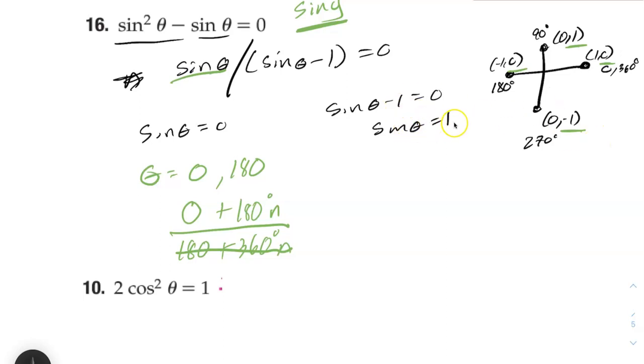Where does sine equal 1 at? Sine equals 1 right here at 90 degrees. This one doesn't follow the same pattern though. If I add 180 to it, I don't get the same answer. So this would be the plus 360.